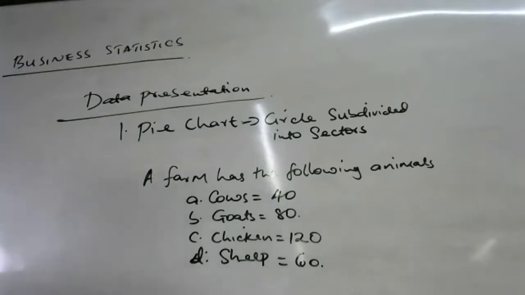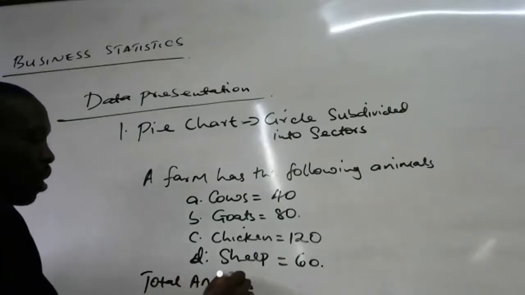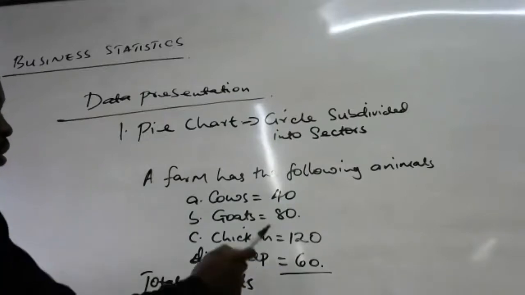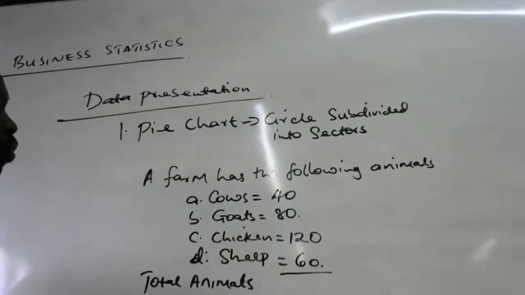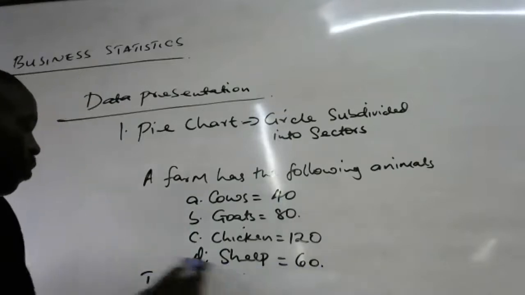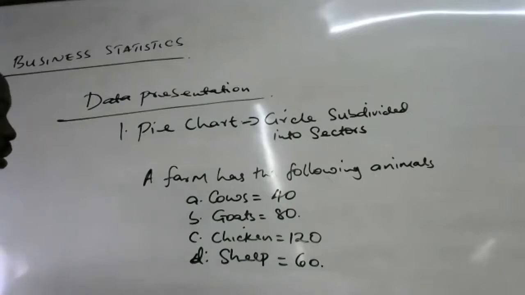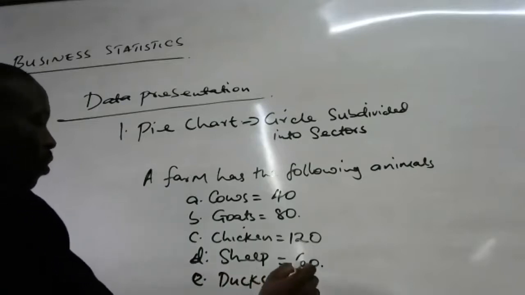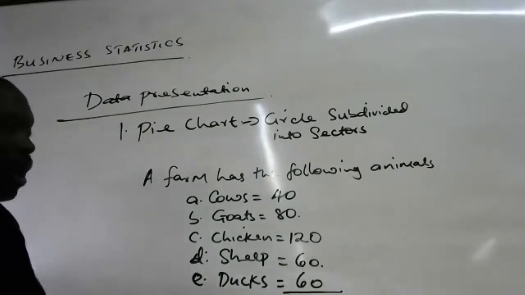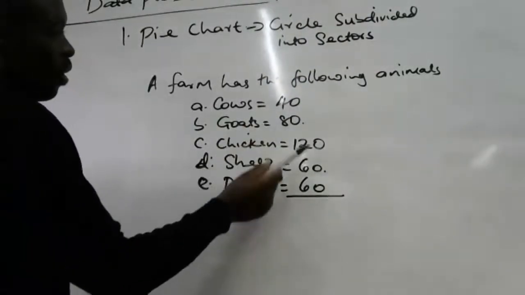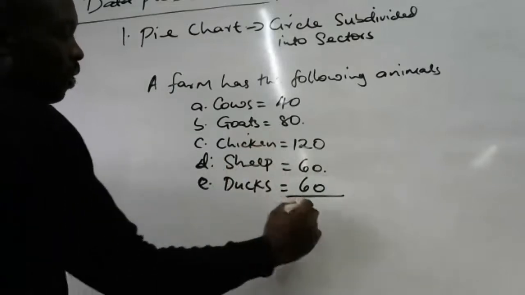What you will be required to do in this case, first of all, is get the total animals in that farm. In this case, you find that these are 200, they are 300. Let me add something so that you can have a whole number. You can have E, the ducks, which are also 60. So if we add this, it is 100, 200, 300, 360.